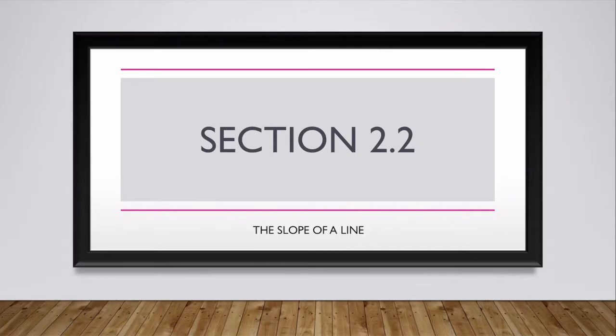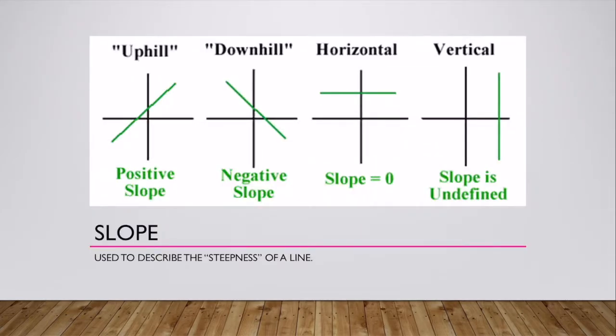Section 2.2 is all about the slope of a line. Slope is used to describe the steepness of a line. If I've got positive slope, it's like I'm going uphill. If I've got negative slope, you can think if I put a ball on this, it would roll downhill. So we could walk downhill.